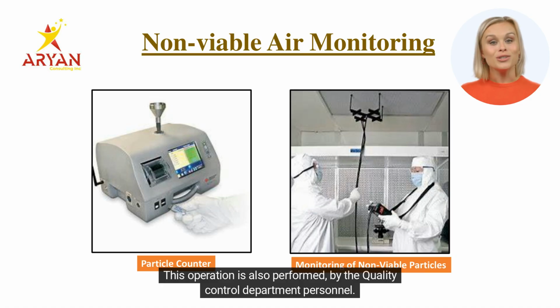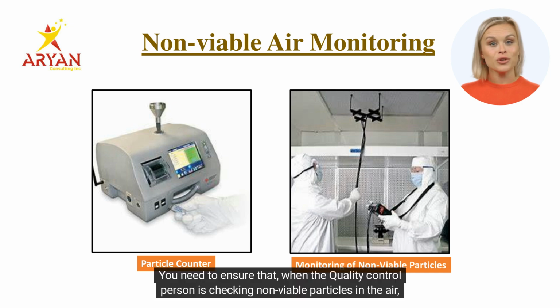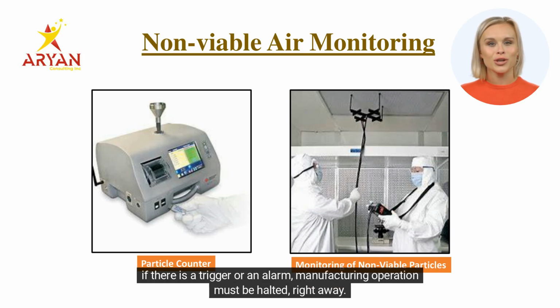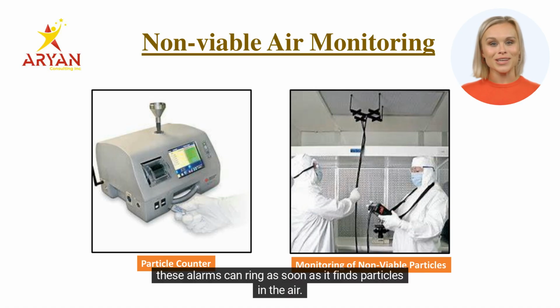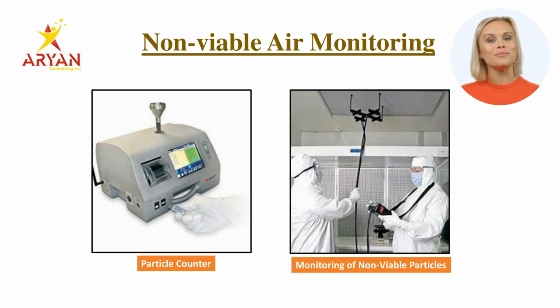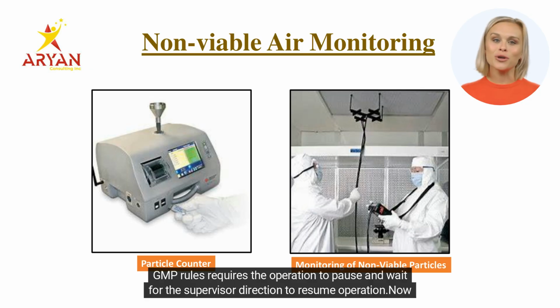You as a manufacturing technician need to understand what this instrument is doing. This operation is also performed by the quality control department personnel. You need to ensure that when the quality control person is checking non-viable particles in the air, if there is a trigger or an alarm, the manufacturing operation must be halted right away. These alarms can ring as soon as it finds particles in the air. GMP rules require the operation to pause and wait for the supervisor's direction to resume operation.